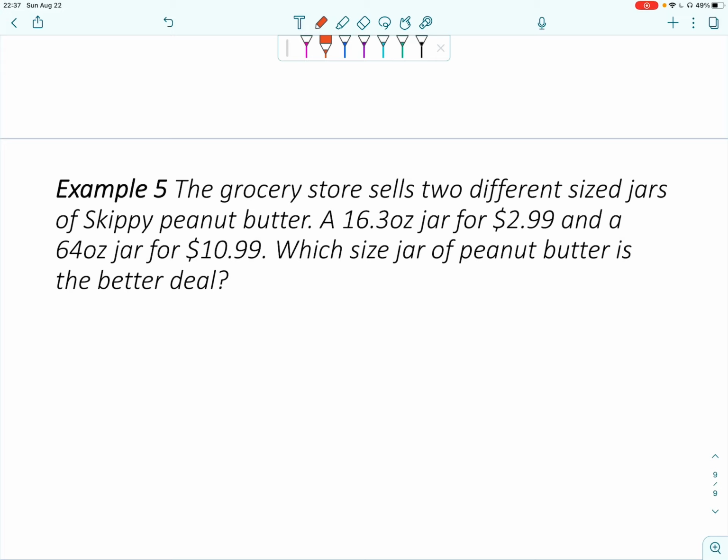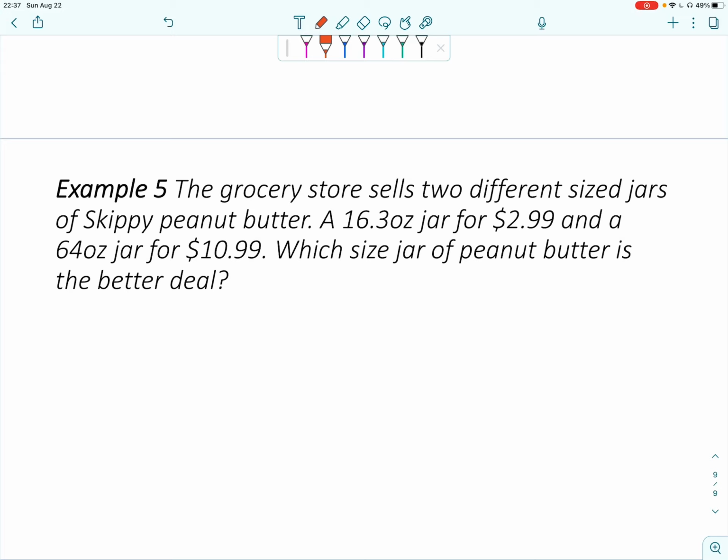A grocery store is selling 2 different size jars of Skippy peanut butter. They have a 16.3 ounce jar for $2.99 and a 64 ounce jar for $10.99. Which size jar of peanut butter is the better deal? Fun fact, I did actually go to a grocery store website to find this information. This is real data. So let's find out which size jar of Skippy peanut butter I should have bought at the store.